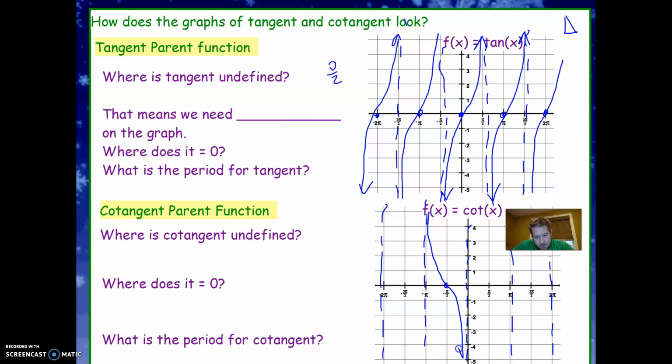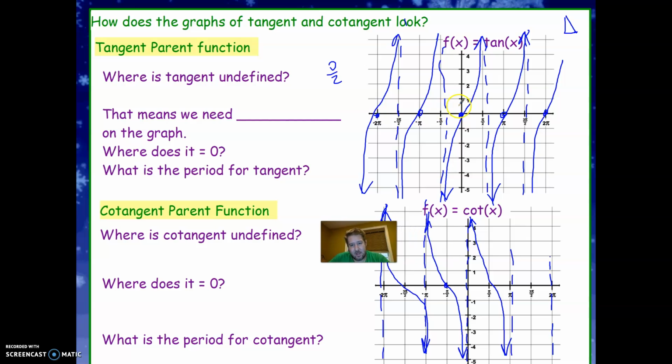or 0 over 2, which is like this. And then it's going to go down in the exact opposite direction, just like this. Okay, so tangent has its asymptotes at every pi over 2, and cotangent has all of its asymptotes at multiples of pi. So at pi, 2 pi, 3 pi, 4 pi, 5 pi, and so forth.